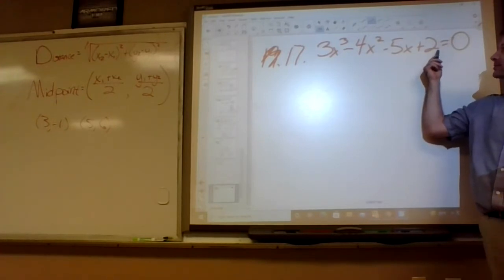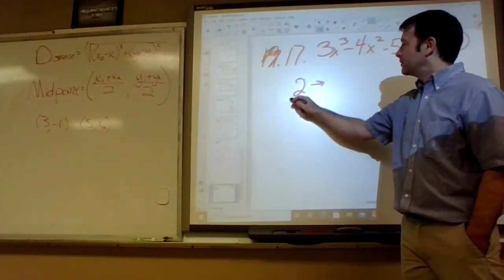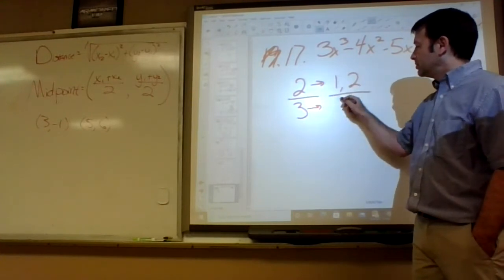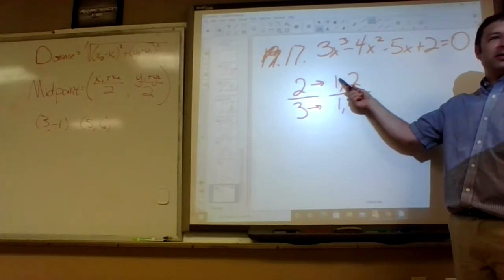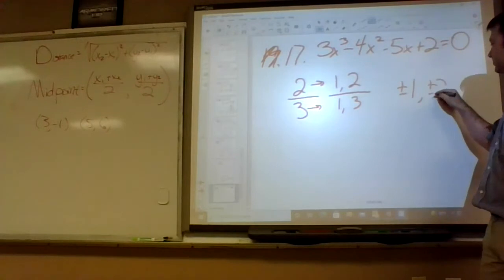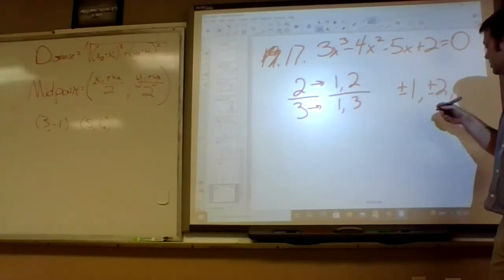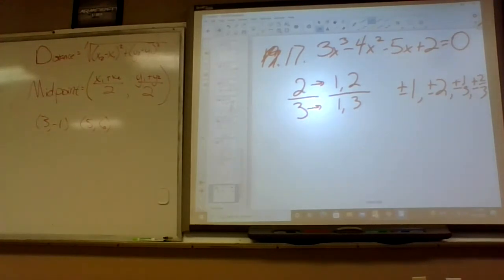You go 2 over 3. Factors of 2 are 1 and 2. Factors of 3 are 1 and 3. So it could be 1 over 1 or 2 over 1. So that's plus or minus 1, plus or minus 2. Or it could be 1 over 3 or 2 over 3. Let's hope it's not this. Those are a little harder to work out, but we could if we had to.